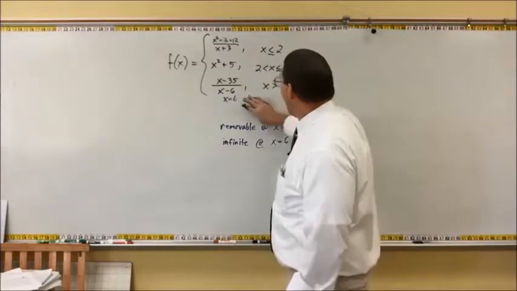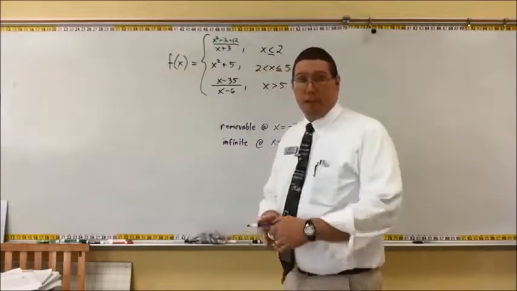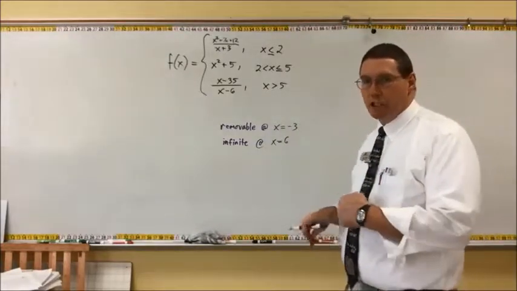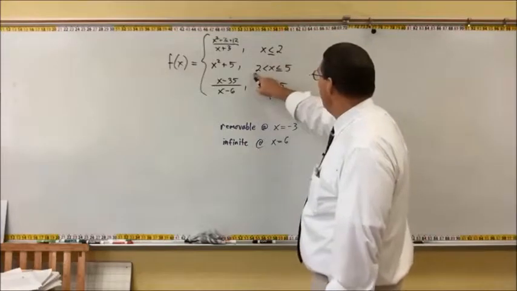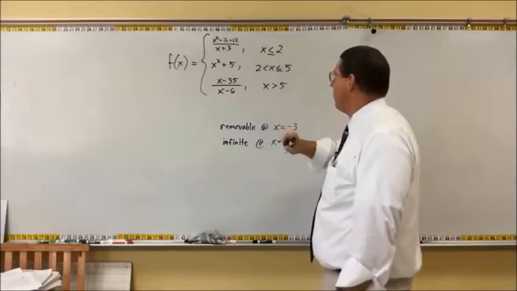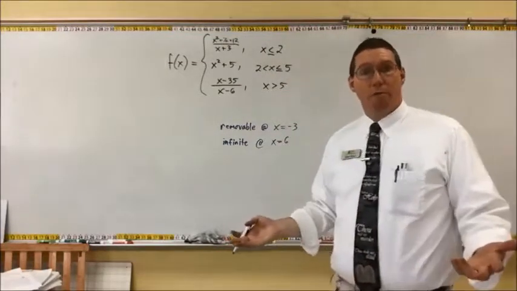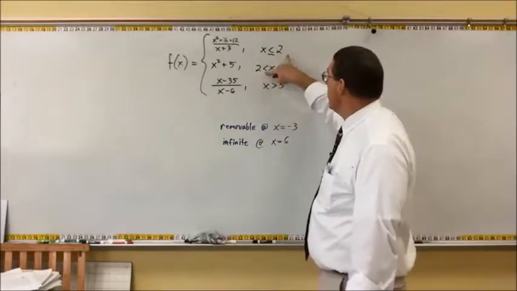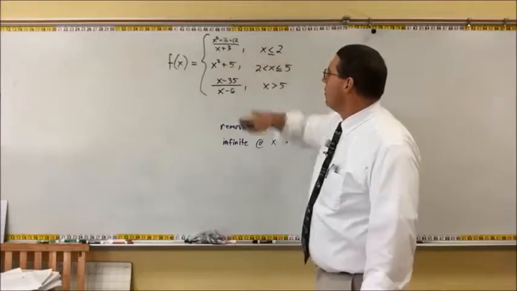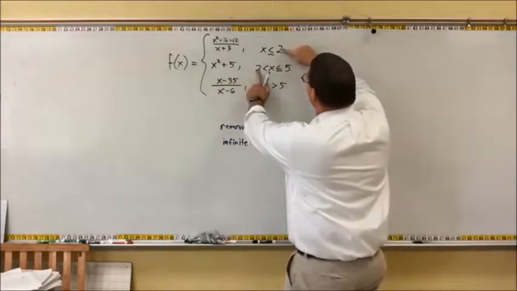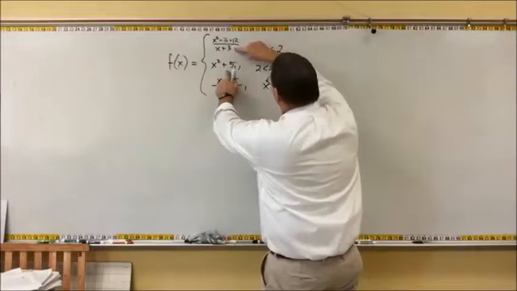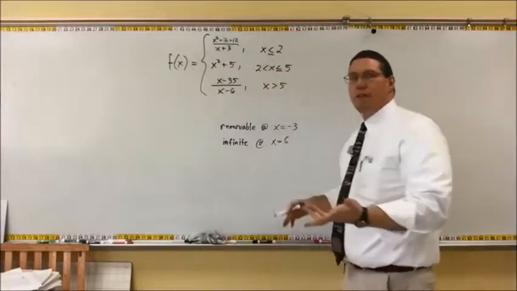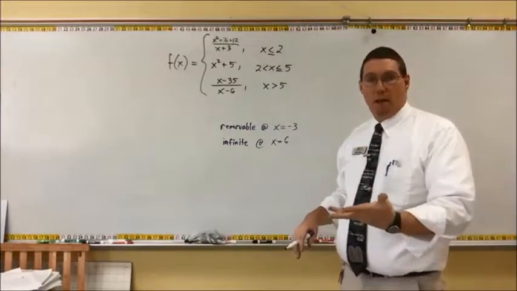Okay? Now we need to check for jump discontinuities. This is a piecewise function. So we could potentially have a jump discontinuity at 2 and maybe at 5. And the way we're going to find out whether there's a jump discontinuity is we're going to plug these numbers into the pieces that they're next to. So we're going to plug 2 into these both, and then we're going to plug 5 into these both, and see if we come up with different numbers or the same number.